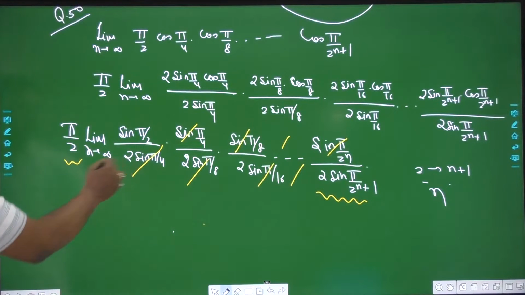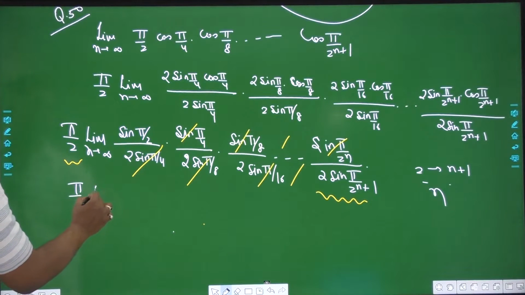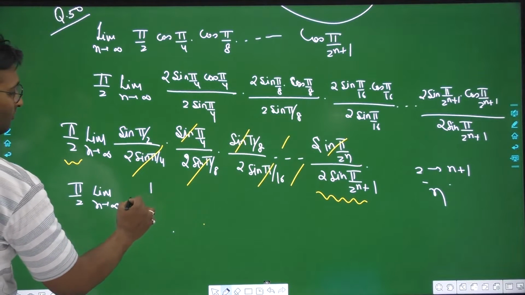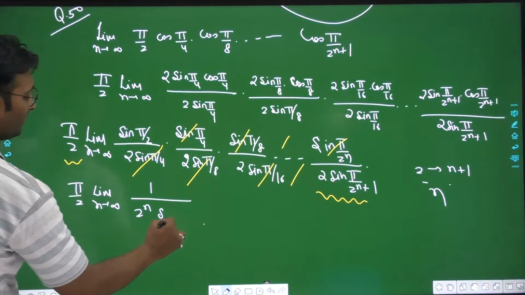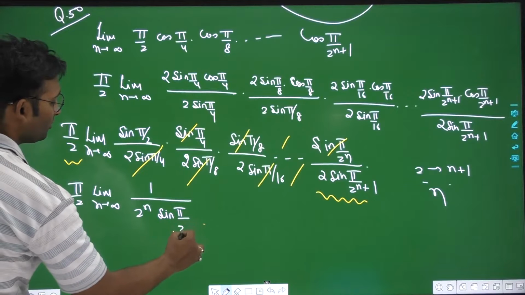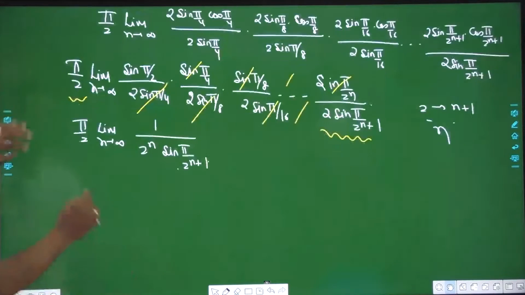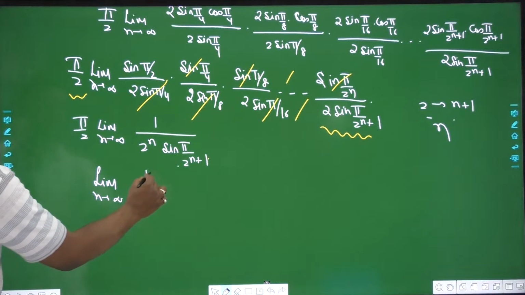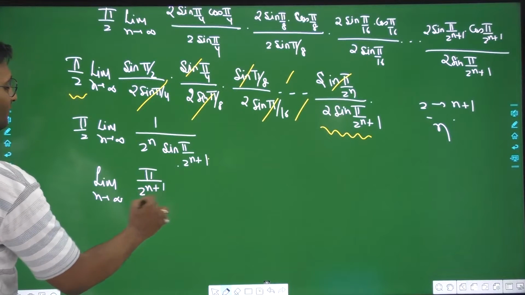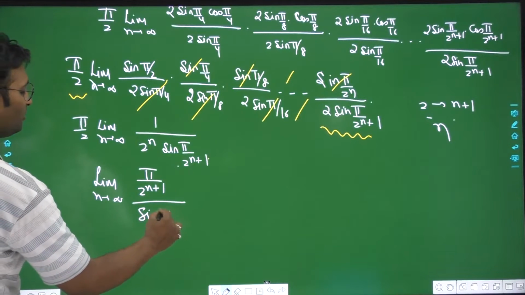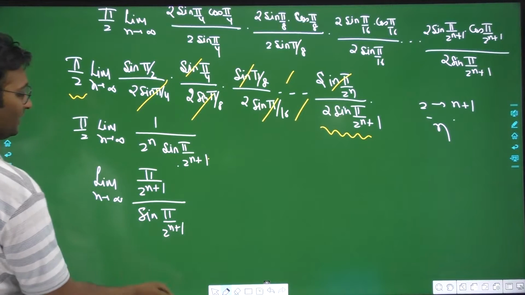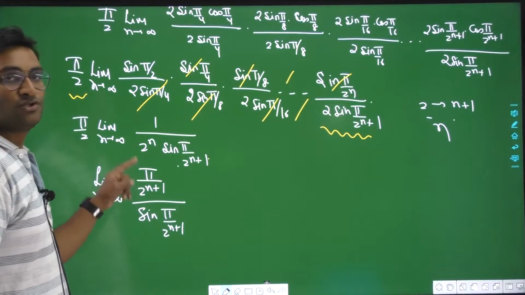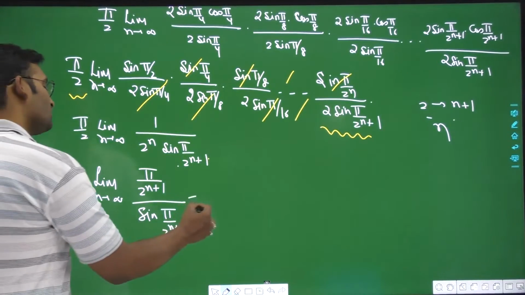So in totality, I can write pi upon 2, limit n tends to infinity. What you are getting is 1 upon 2 to the power n into sin pi upon 2 to the power of n plus 1. And at the end, if you multiply all these things, what will you get? Limit n tends to infinity, pi upon 2 to the power n plus 1 divided by sin of pi upon 2 to the power n plus 1. As n tends to infinity, pi upon 2 to the power n plus 1 tends to 0. So theta tends to 0, and theta upon sin theta always converges towards 1.